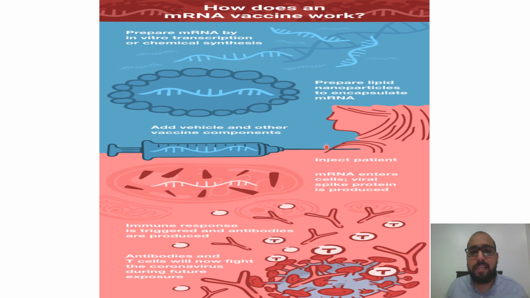The final vaccine formulation is injected into the skin or muscle. Once the mRNA enters the cell, it uses the cell's translation machinery to produce the viral spike proteins. The spike proteins trigger the body's immune response to produce antibodies and specialized T cells. During future exposure to the coronavirus, these antibodies and T cells will attack the virus, preventing the development of COVID-19.